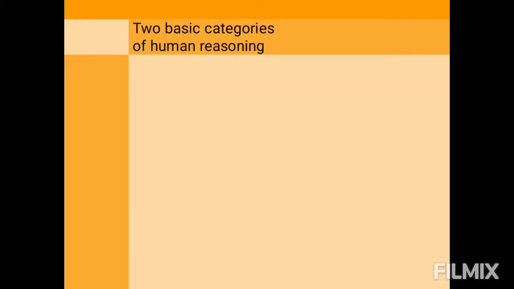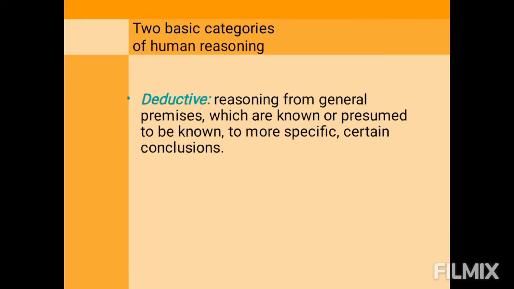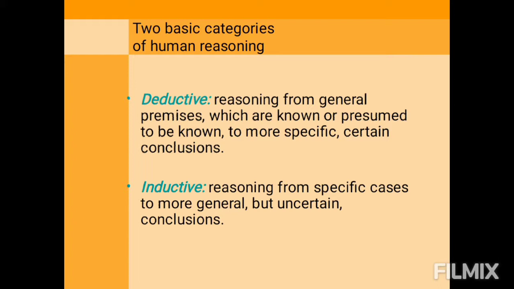Now let's talk about the two basic categories of human reasoning. Those are deductive and inductive reasoning. Both deductive and inductive arguments occur frequently and naturally. Both forms of reasoning can be equally compelling and persuasive, and neither form is preferred over the other. First, we have deductive reasoning, from general premises which are presumed to be known to more specific, certain conclusions. So always remember that deductive goes from general to specific. I remember deductive as DGS, or deductive, general to specific.